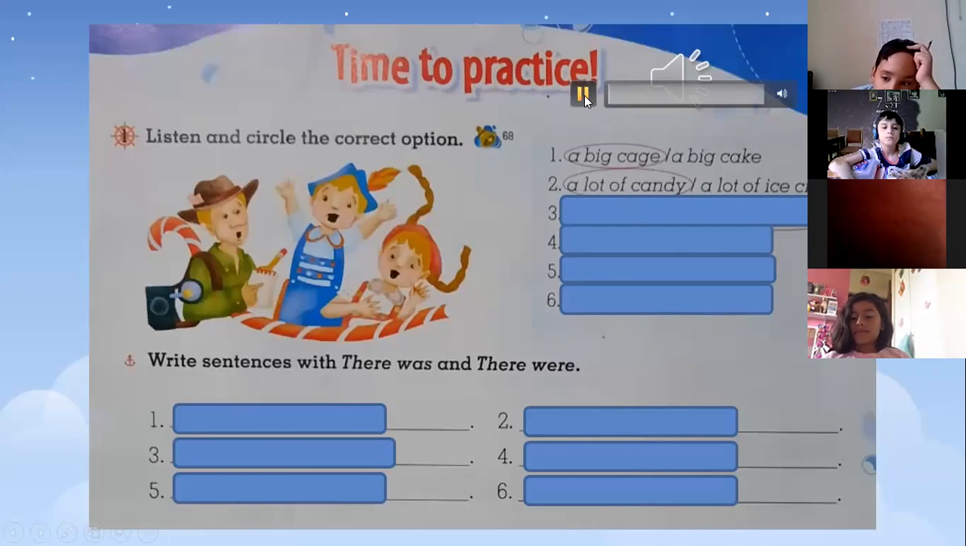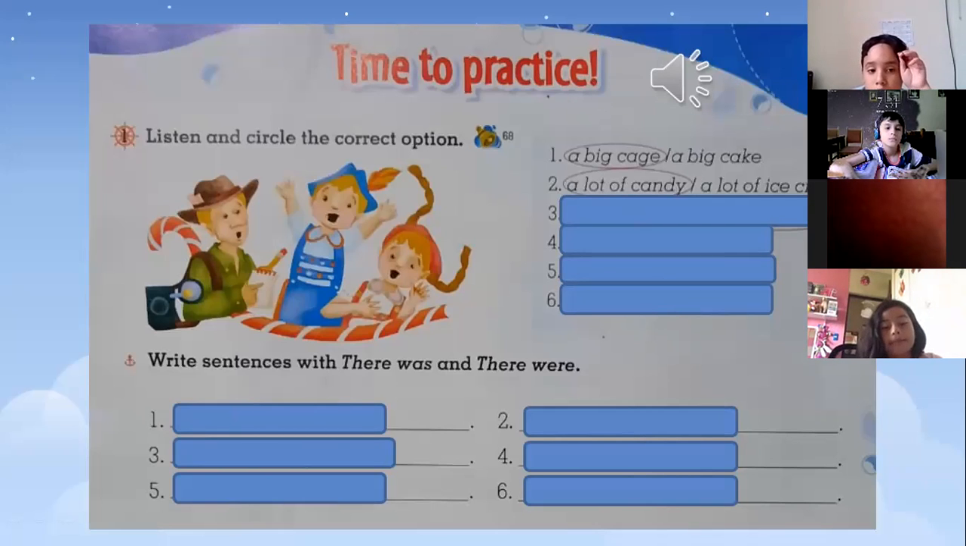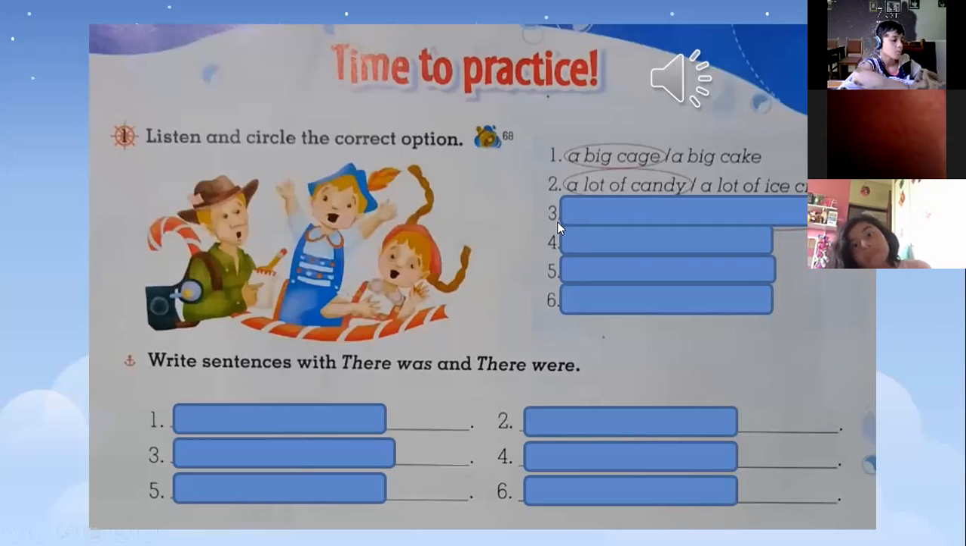No. Okay, listen again. Yes? Track 68. Listen and circle the correct option. Number 1. A big cage. Number 2. A lot of candy. Number 3. A big black cat. Number 4. Cookies. Number 5. A cookbook. Number 6. Fat spiders.